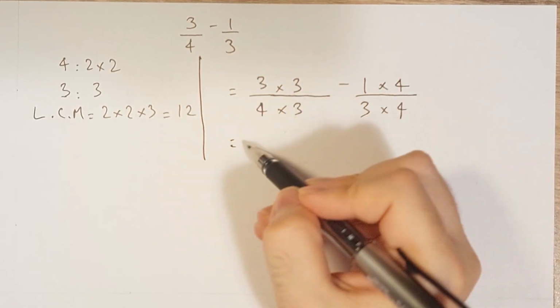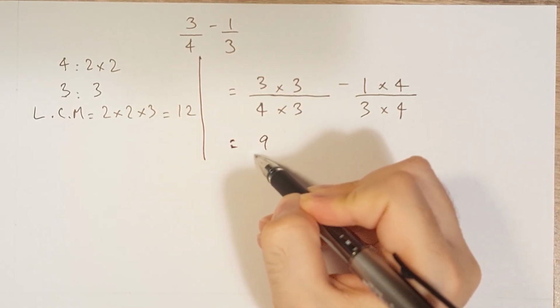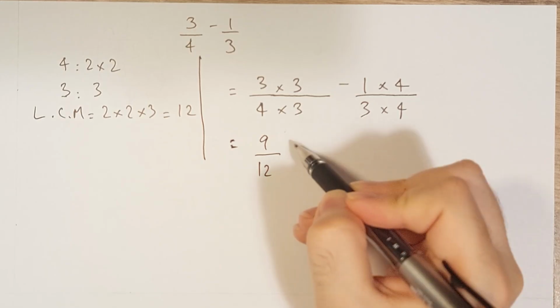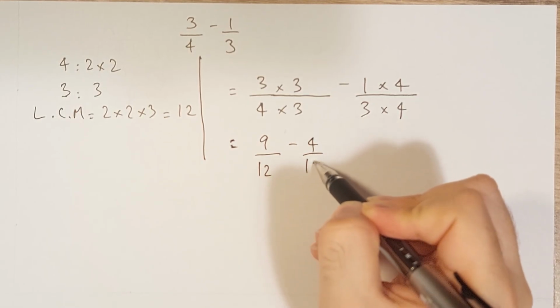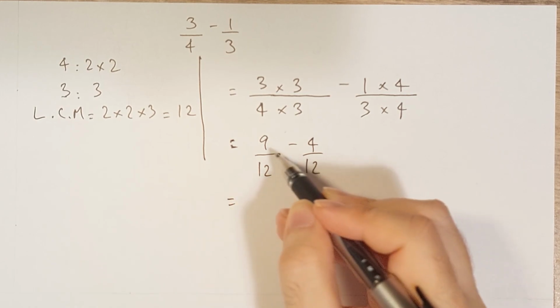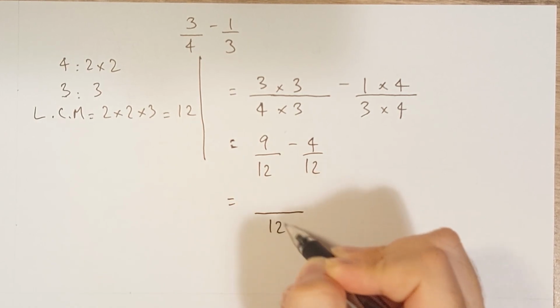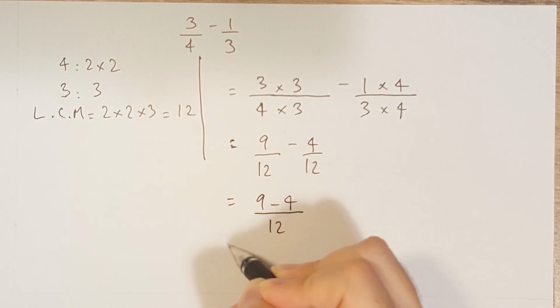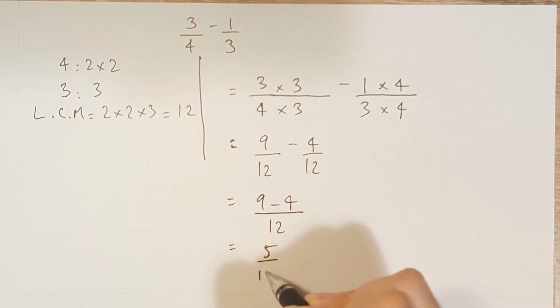So this becomes 9 by 12. This becomes 4 by 12. And if we subtract, we can write it like this. 5 by 12. We cannot simplify this any further. It's not an improper fraction, so we don't need to convert this into a mixed fraction. And so our answer is 5 by 12.